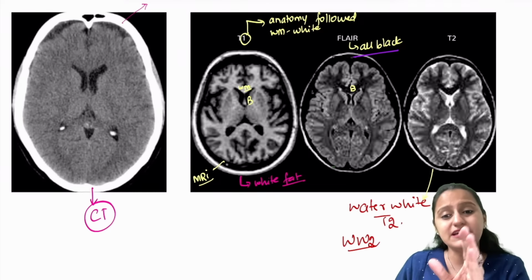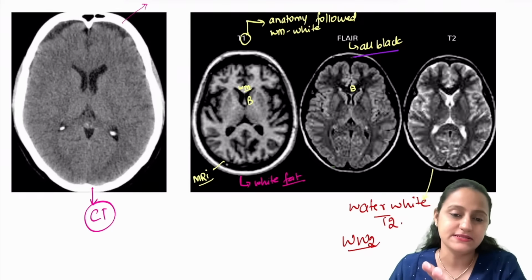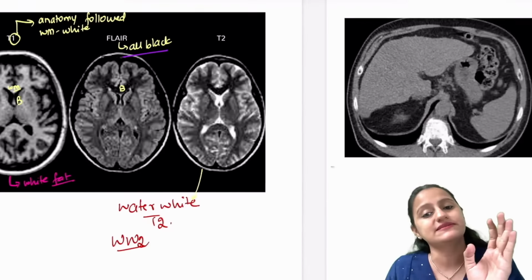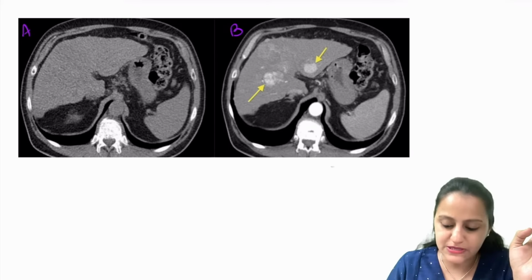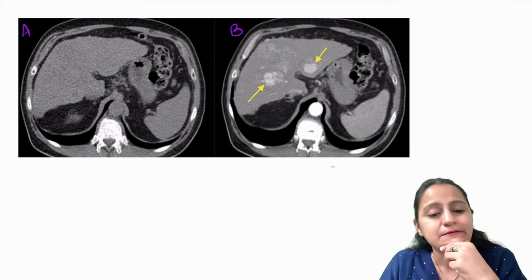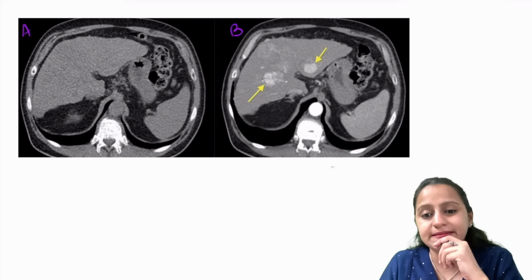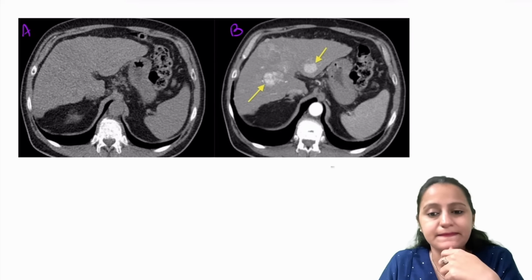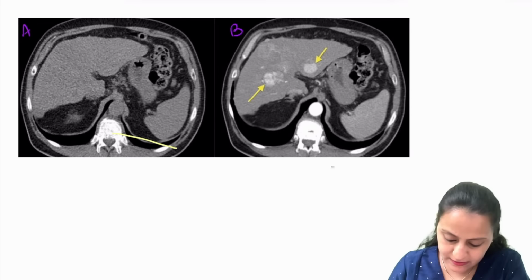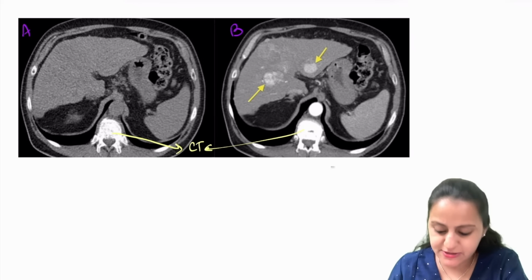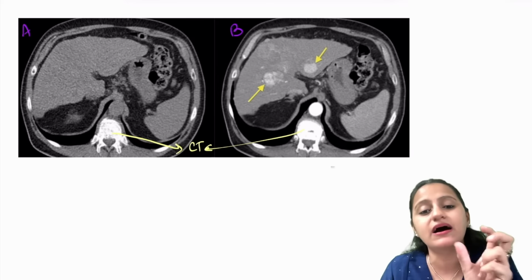Okay, so T1, T2 and FLAIR are the minimum sequences in MRI brain that you should know, and that is asked in the exam. Now look at these two images and tell me, image A and image B, what investigations are these? Both CT, both MR, one CT, one MR? This is CT. This is also CT because you can see that both of them are having white bone.